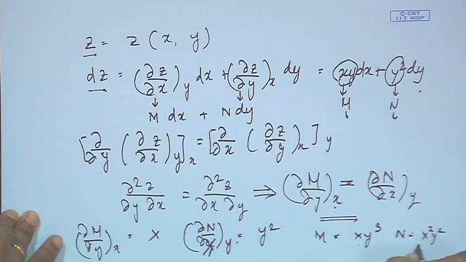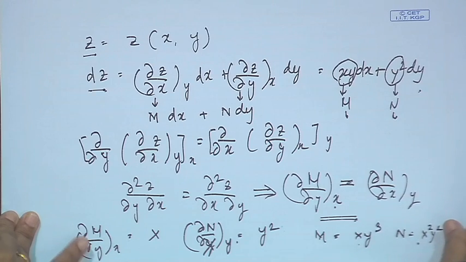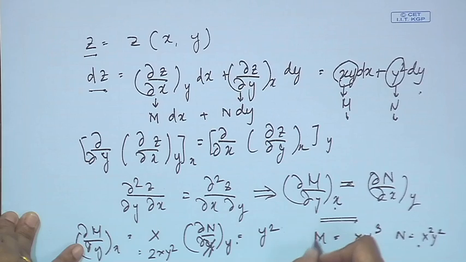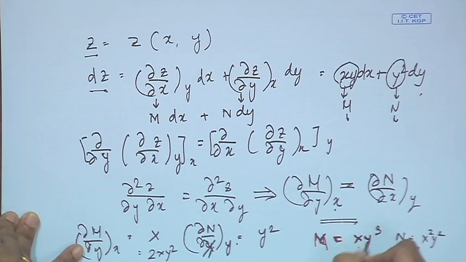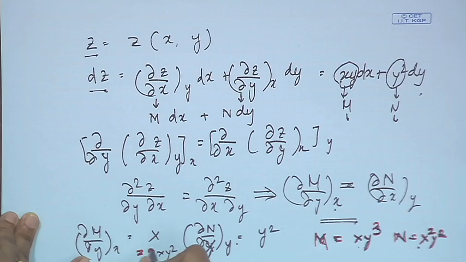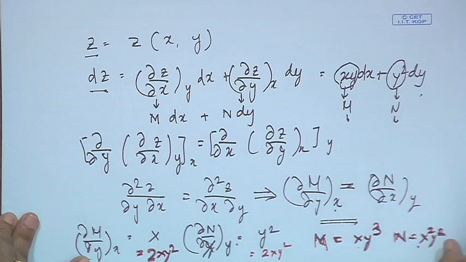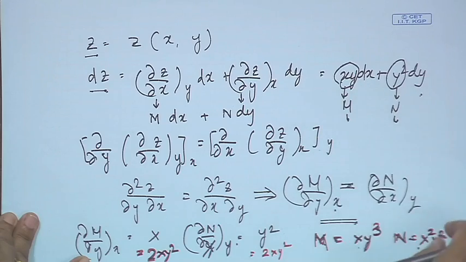Now, for this particular situation, what is del m del y at constant x? Let us see. If we propose m equals x y cube, n equals x square y square, for that case we find del m del y at constant x is going to be 2xy square. Similarly, del n del x at constant y is also going to be 2xy square. So, therefore, this can be one particular equation of state relating x, y and z. We have obtained this by modifying both the terms.